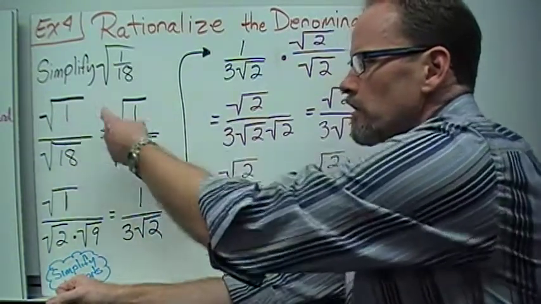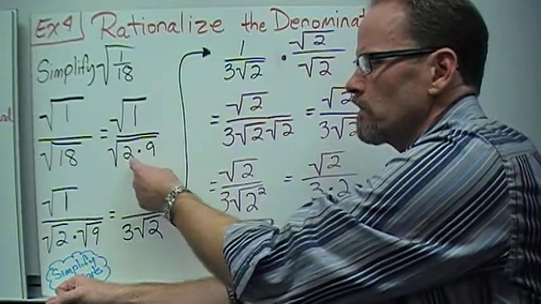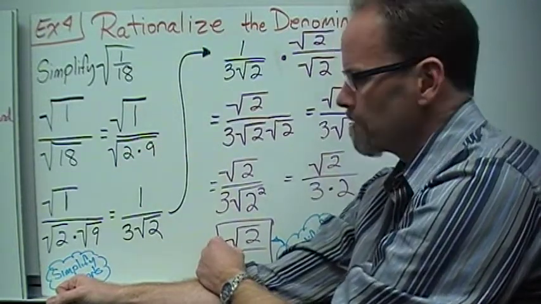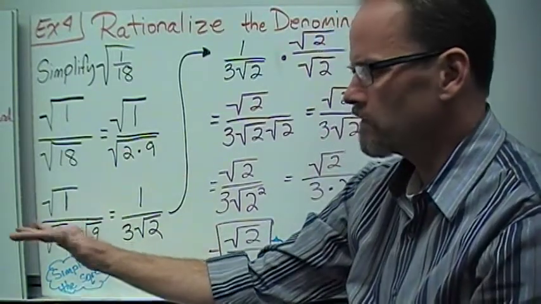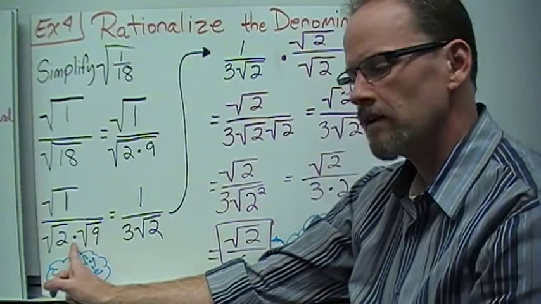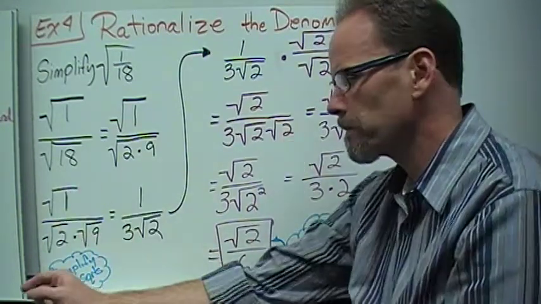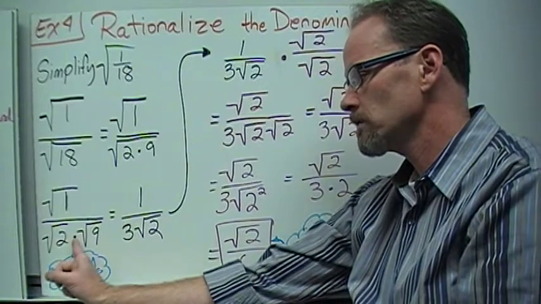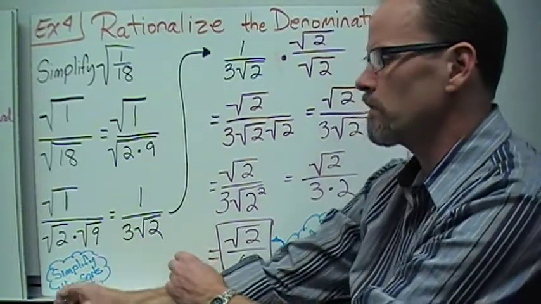So I rewrite that, square root of 1 divided by the square root of 2 times 9, and I'm going to come down here. Square root of 1, I'm just still leaving it alone. And I went ahead and used the product property right there. Now I split those ones up. Square root of 2 times the square root of 9. And now I'm going to simplify the square roots.